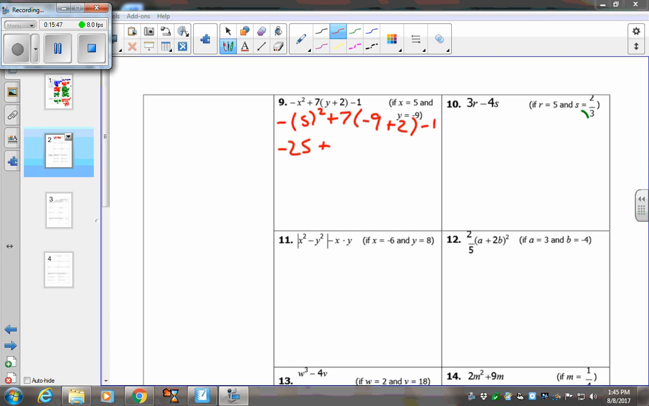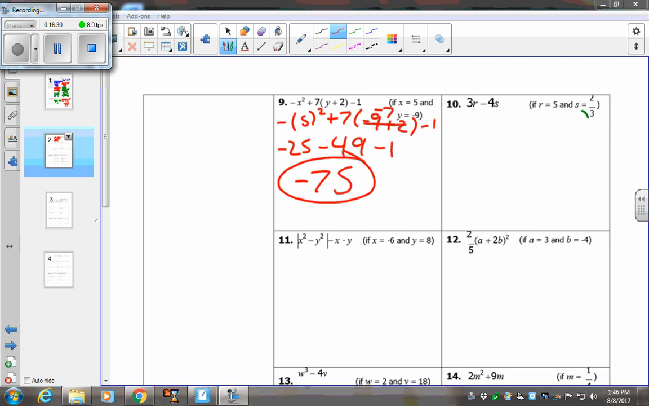That's too much work. What is negative 9 plus 2? Negative 7. Okay? What is 7 times 7? 49. But it's going to be negative. So I'm going to do negative 49 minus 1. Do you think that's easier? Yeah. So just do everything inside the parentheses first before you try to distribute. So what is negative 25 minus 49 minus 1? Am I moving too fast? No? Pretty good pace? All right.